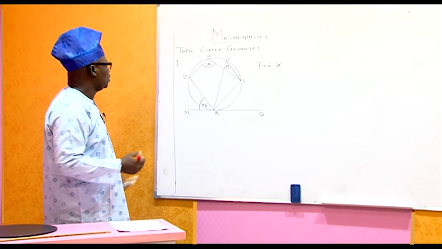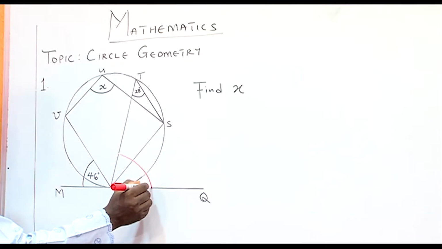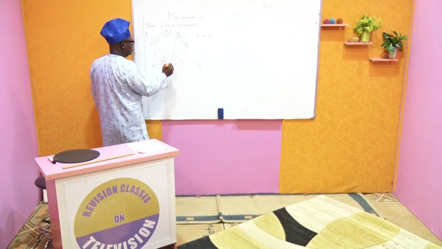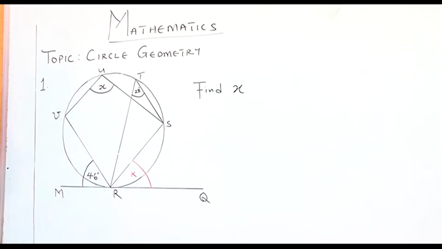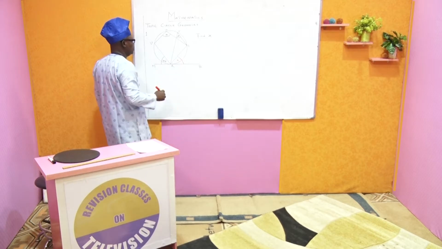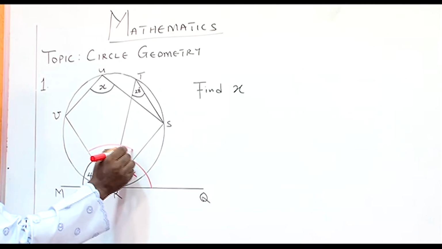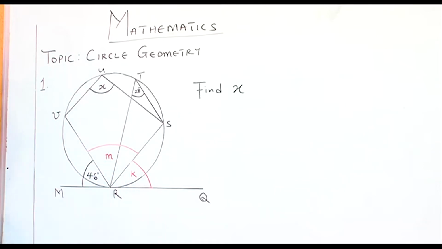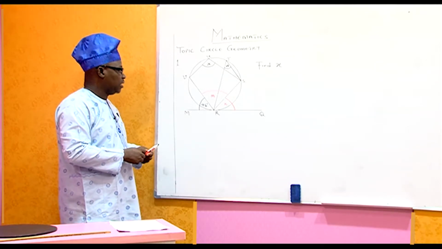Now, to solve this question, let's mark this angle here as angle K. The angle we have marked as K is angle SRQ. Then let us mark this other one, angle M. The angle we have marked M is angle VRS. This is to enable us to answer this question properly.